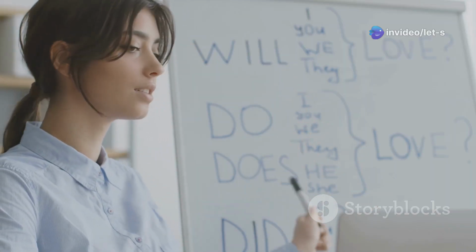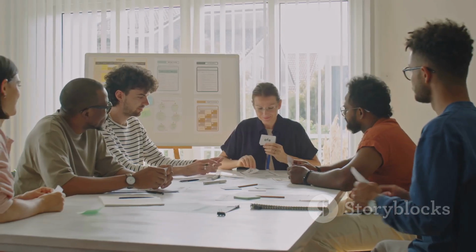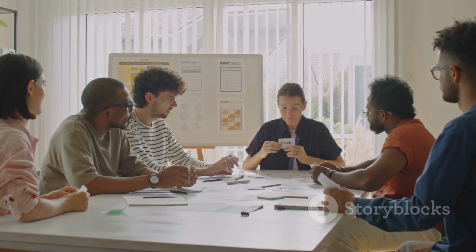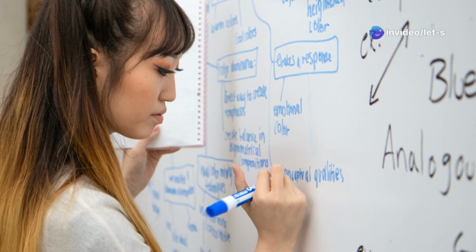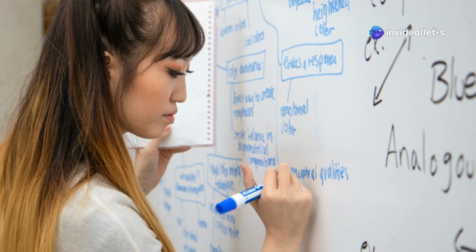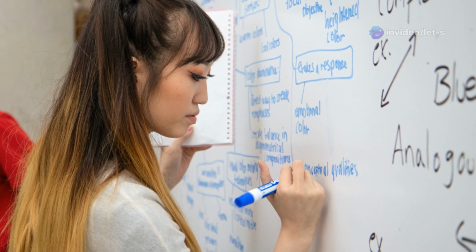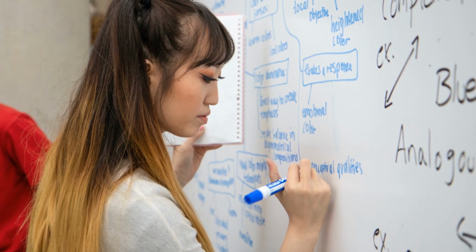This can be useful in various contexts. The object becomes the subject of the sentence. This shift can change the emphasis and clarity of the information being conveyed. The structure is object plus form of to be plus past participle, and sometimes plus by plus agent. This formula helps in constructing passive sentences.